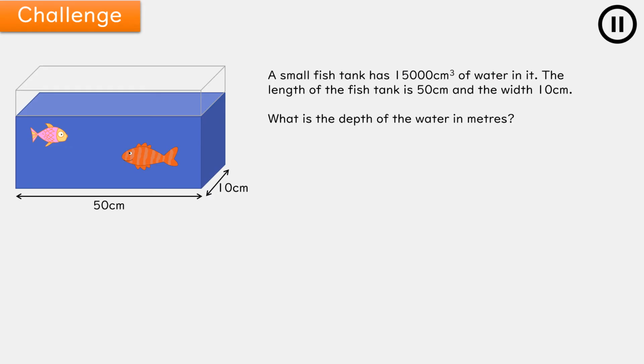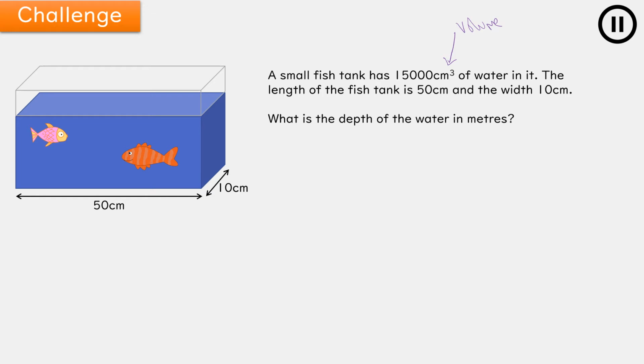In your exam, you're more likely to be given a question which is a little bit more worded, a little less straightforward. Let's have a look at this one together. A small fish tank has 15,000 centimeters cubed of water. Remember, centimeters cubed we know is volume, so that's a nice little indicator to tell me that I'm looking at volume. The length of the fish tank is 50 centimeters and the width is 10 centimeters. They've nicely labelled that for us.